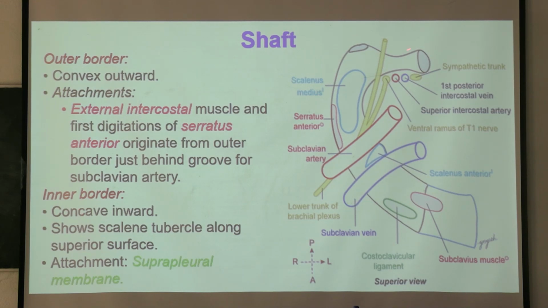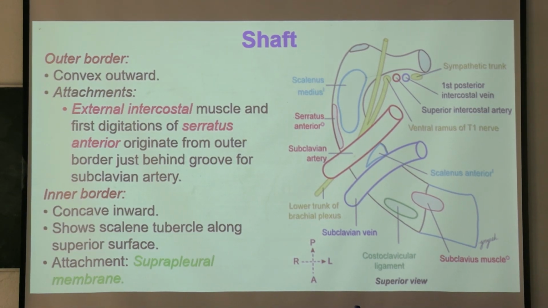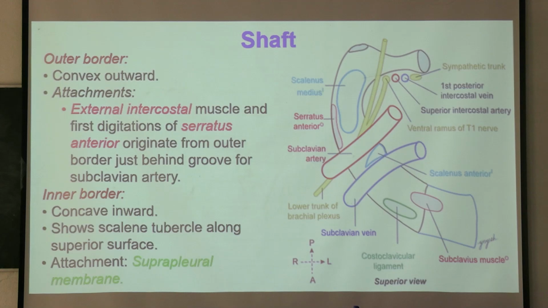Next we go to the inner border. This is the inner border. It is concave inward and shows the scalene tubercle along the superior surface. Here is the scalene tubercle. Attachment is the suprapleural membrane or Sibson's fascia. Okay, this is very frequently asked. What is the suprapleural membrane? It is attached along the inner border of the first rib. Okay, it is covering the apex of the lung. Understood?